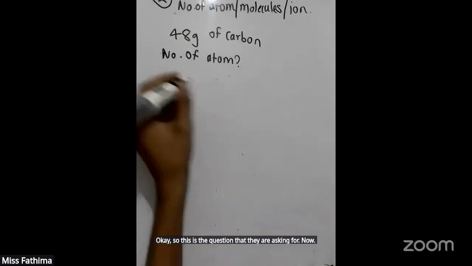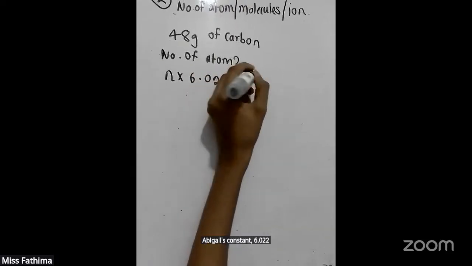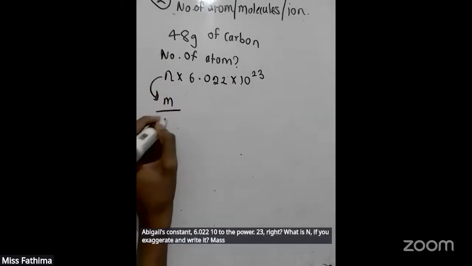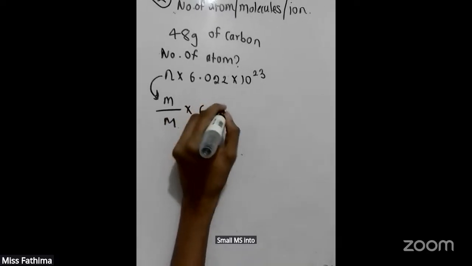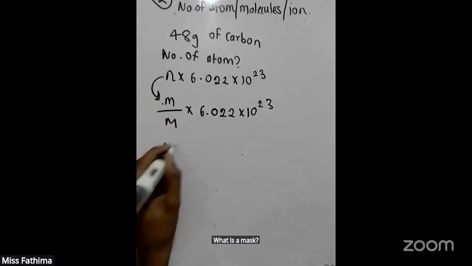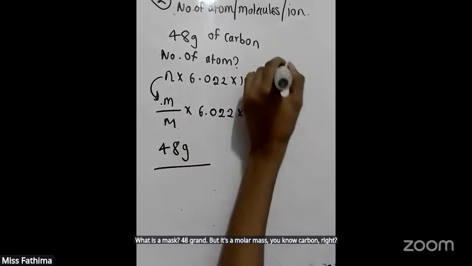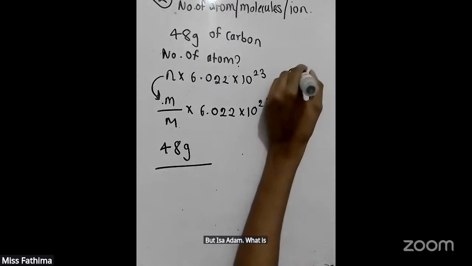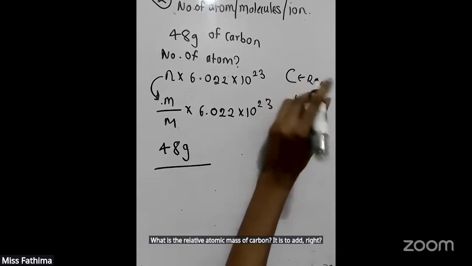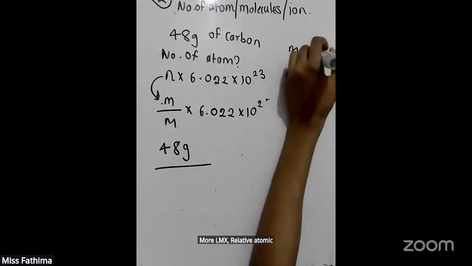Now what is the equation that you have to use? N into Avogadro's constant, 6.022 × 10^23. Right. What is N? If you expand and write it, mass over molar mass into 6.022 × 10^23. What is the mass? 48 gram. What is the molar mass? You know, carbon, right? Carbon is an atom. What is the relative atomic mass of carbon? It is 12, right? You know that relative atomic mass is equal to molar mass.